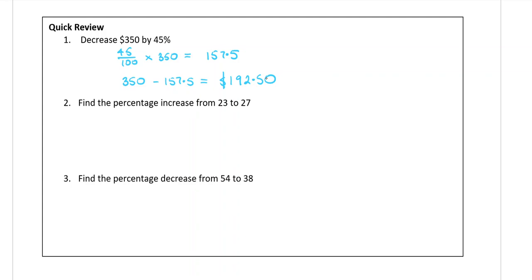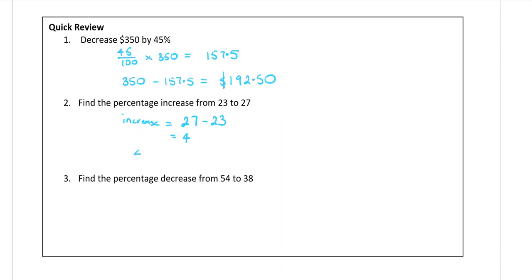Okay, question 2. Find the percentage increase. First of all, we want to find the increase in dollars. So I subtract these two numbers. 27 take away the 23 is 4. Then I want to make that a percentage.